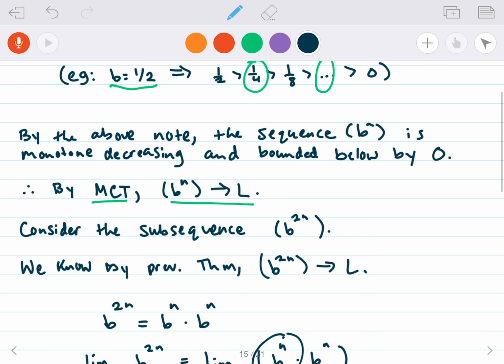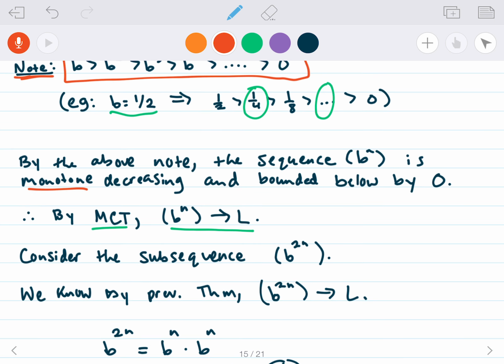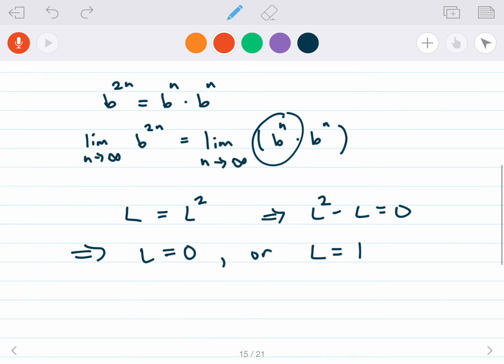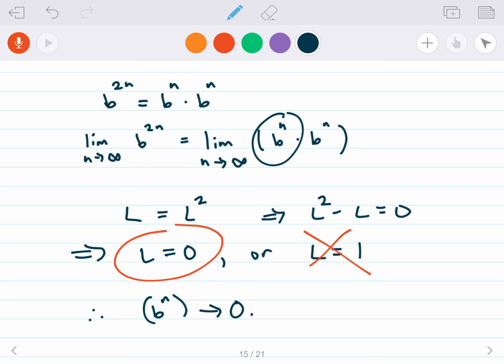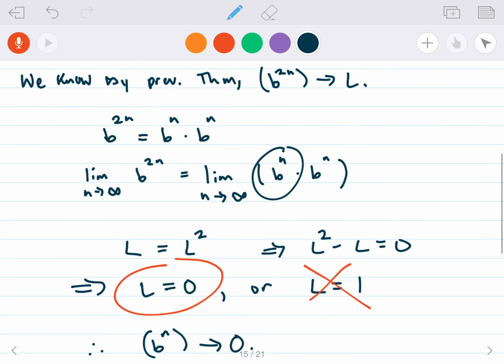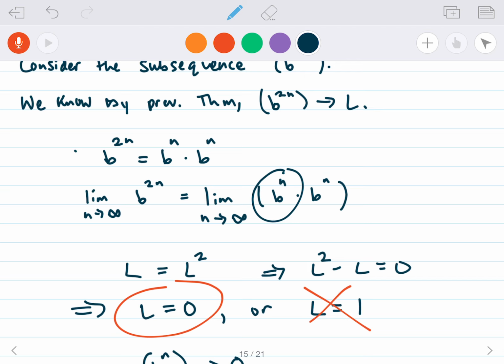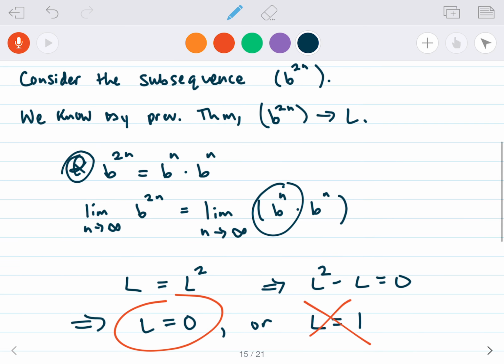Factoring out an L, we have L equals 0 or L equals 1. But remember, we have a monotone decreasing sequence, and it's bounded below by 0, so it's going to converge to the infimum, and that's certainly not 1, right? It's going to be 0. And therefore, our sequence converges to 0. Okay, so that's some sorcery: we can use the subsequence converging to the same limit to figure out what our limit actually is.